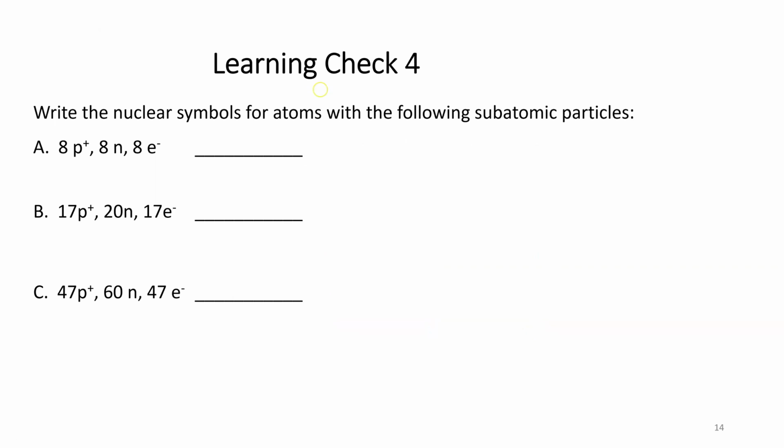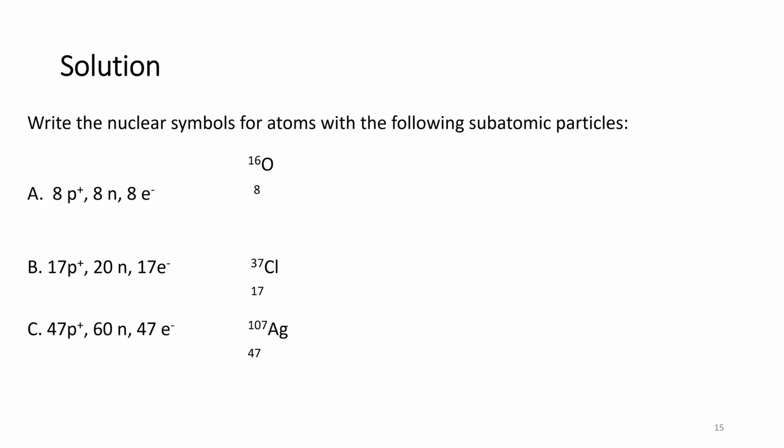Write the nuclear symbol for an element with the following subatomic particles. So 8 protons, 8 neutrons, 8 electrons. Well, all I have to do is look at the protons and its identity. So that's going to be obviously oxygen. 17 protons is going to be chlorine. And 47 protons is going to be silver.